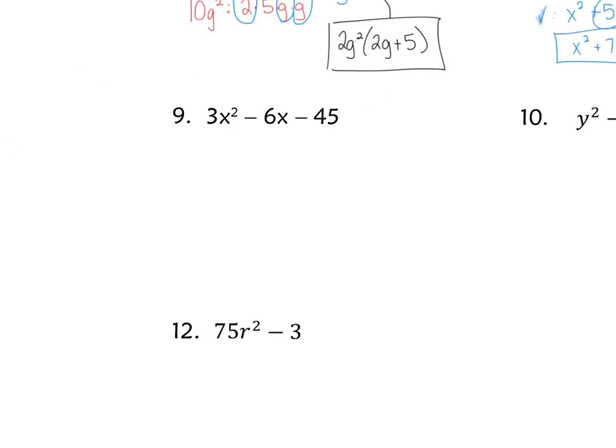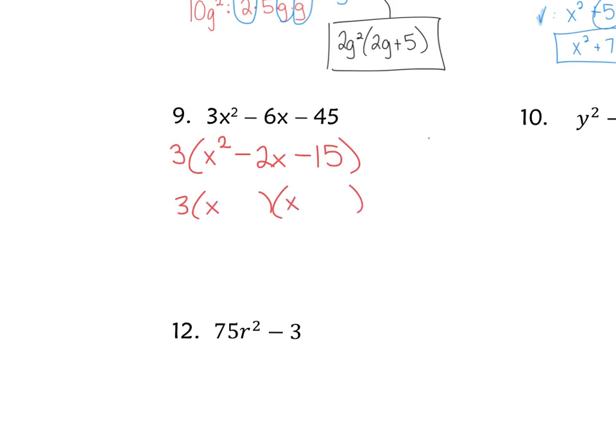Okay, for number 9, right off the bat, it looks a little bit different. There's a leading coefficient of 3. So don't forget the number one step to factoring is the greatest common factor. These three terms have a 3 in common. So it's 3, and then inside the parentheses, I'm going to divide all three terms by 3. So it'd be x squared minus 2x minus 15. But now that I take a GCF out does not mean that I'm necessarily done.